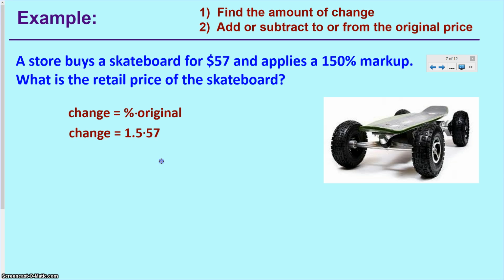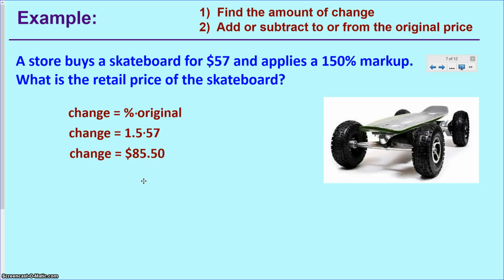If you do it correctly, you'll get 1.5 times 57. Now this was a percent that was more than 100%, so we follow the same rule, move the decimal place 2 spots over and get to 1.5. So kind of a little tricky bit there on the percent, but 1.5 times 57 turns out to be $85.50.